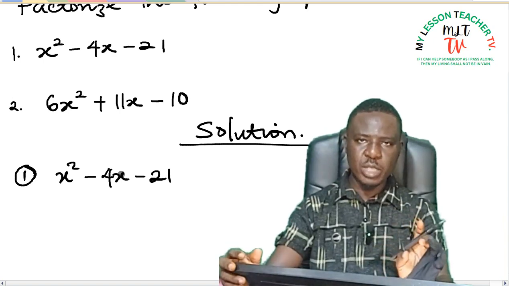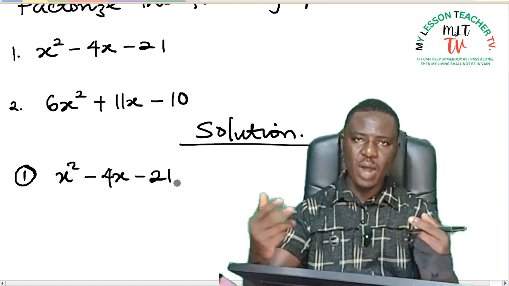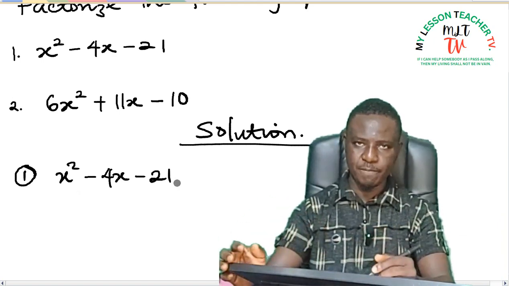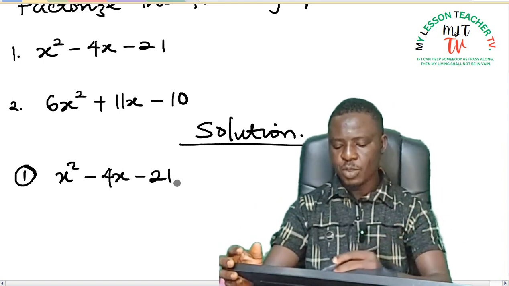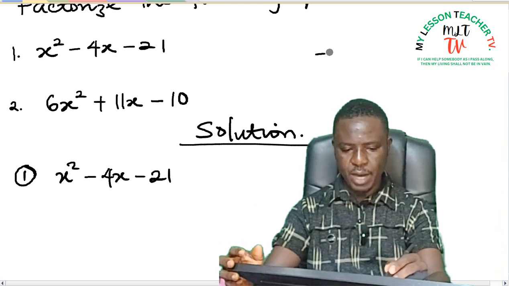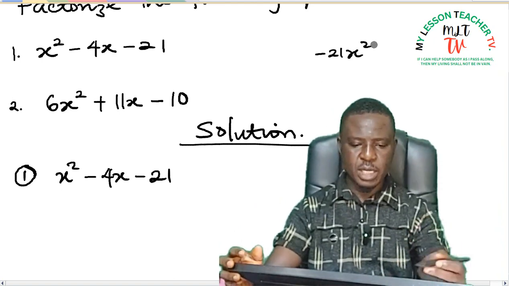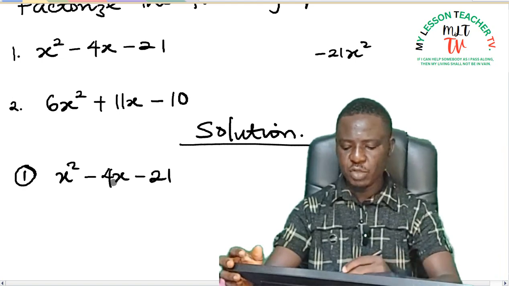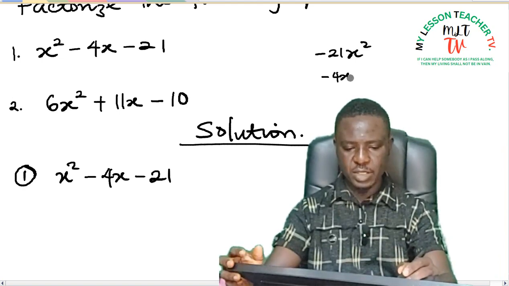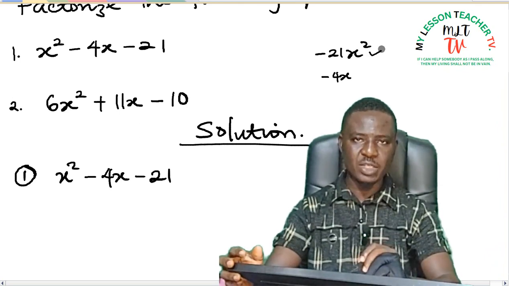1, the product of those 2 terms will be equal to the product of the first term and the last term, and when you add those 2 terms together, it gives you the middle term. So how do we get that? Multiply the first term and the last term together. That gives us minus 21x squared. So we are going to look for 2 terms that when we add them together, it gives us minus 4x, and when we multiply them together, it gives us minus 21x squared.